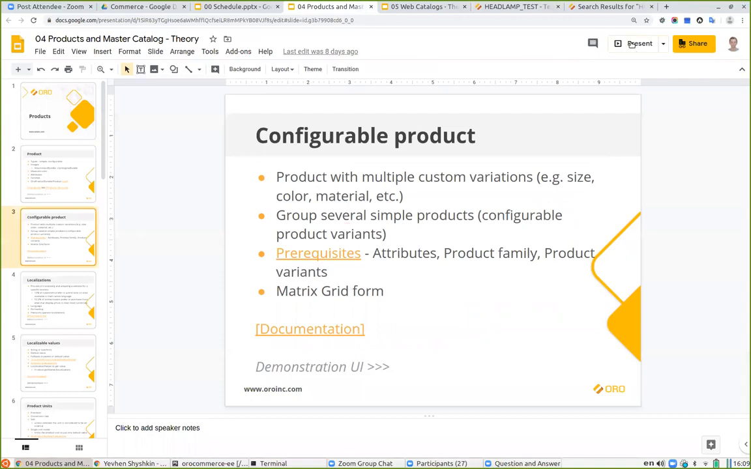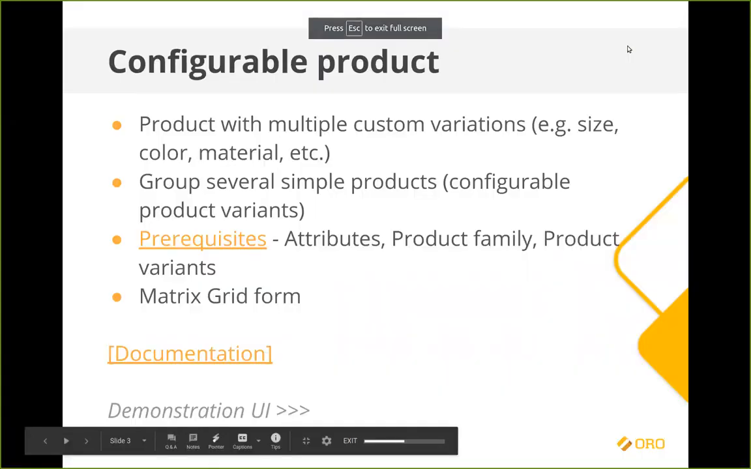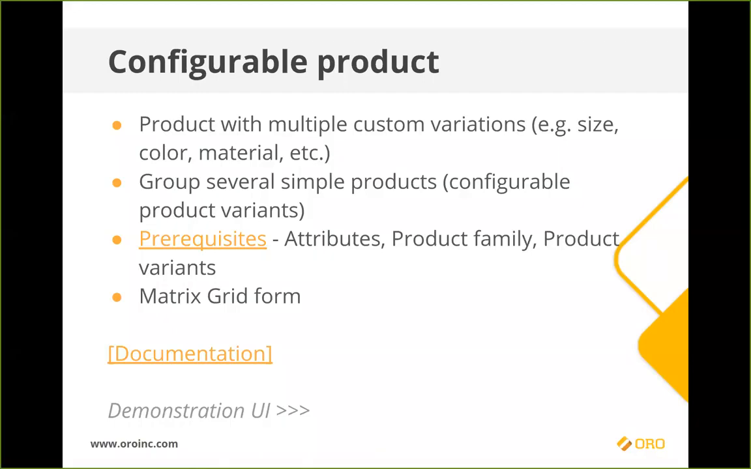And let us continue. Here we have just seen the simple product, and now we're going to check the configurable product. A configurable product is a special type of product which may consist of several simple products, which are technically called product variants or custom variations. You may vary a product using the size, the color, different materials, and so on and so on.